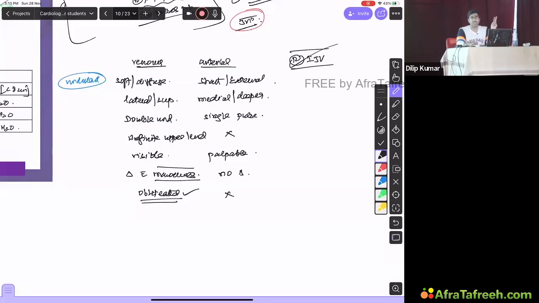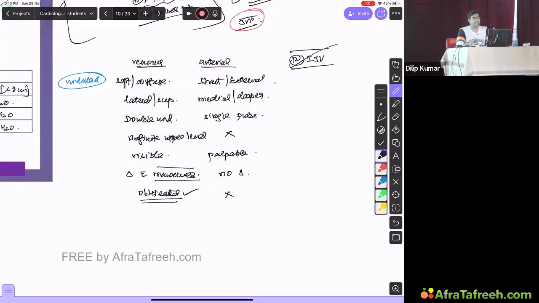So two questions you need to answer. Why do you prefer right IJV? And second, why do you prefer IJV itself ahead of EJV? And the third question is, what is the difference between arterial pulsation and venous pulsation? The fourth question will be, what is the technique of measuring JVP? And the fifth question, why is the sternal angle the external reference point? Why is it chosen as the external reference point?